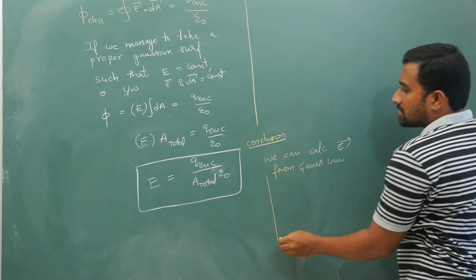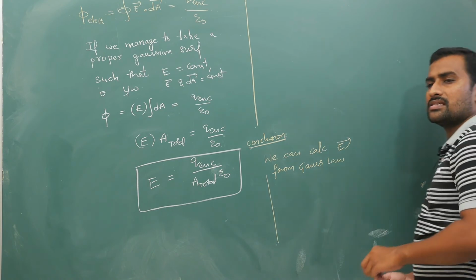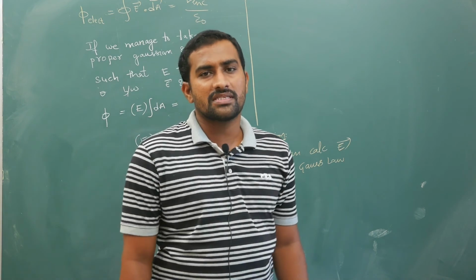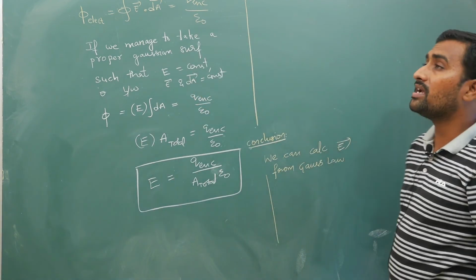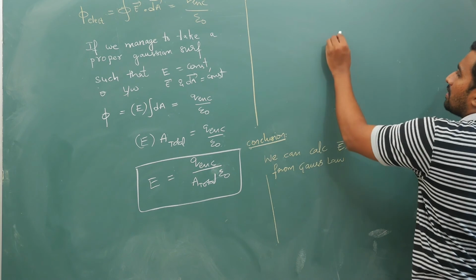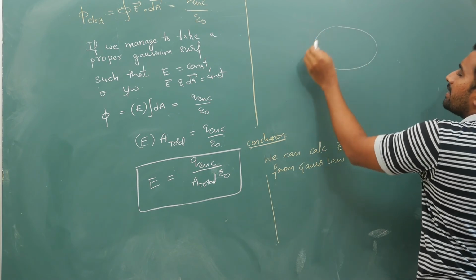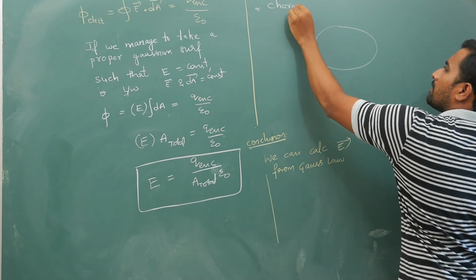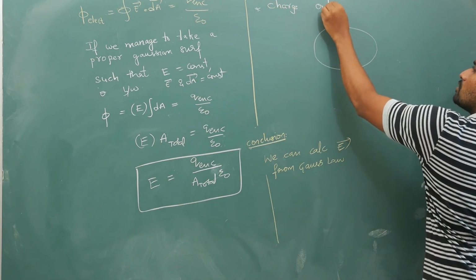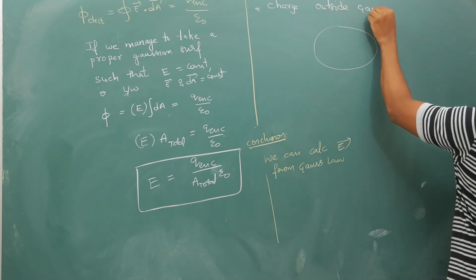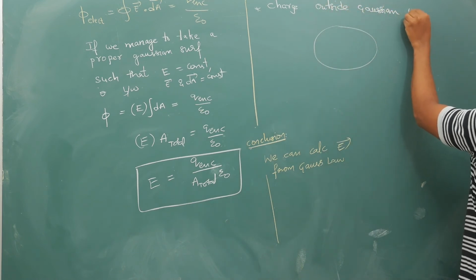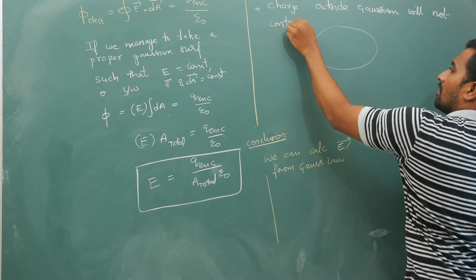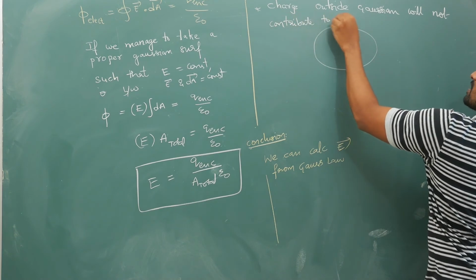Now coming to the next part. Previously, while considering the flux, we considered only the charge that is present inside the Gaussian surface. For the field we took charges inside as well as outside. Why did I do such a thing? I will tell you. Charge outside the Gaussian surface will not contribute to flux.